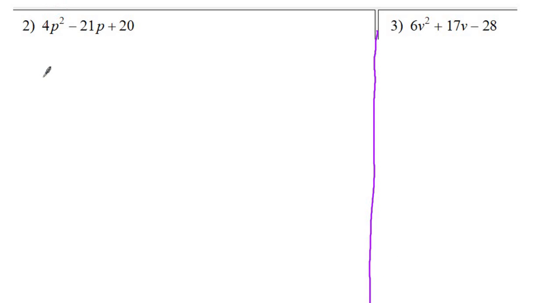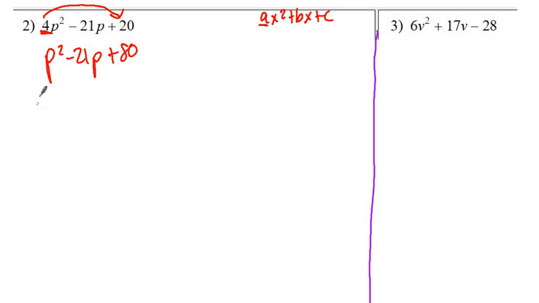So the swing method, we always start by taking the a value. And again, a is referring to, when we put something in standard form, the number in front of x squared, or in this case p squared, the variable doesn't matter. So in this case a is 4. We take that and we swing it over. So we'll have p squared, minus 21p, and then 4 times 20 gives us 80.